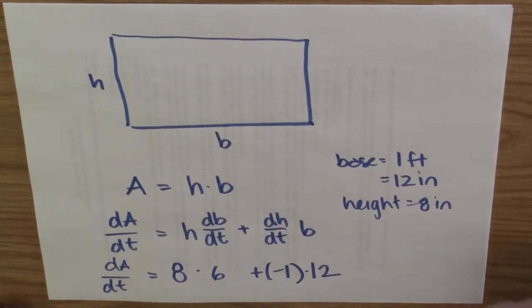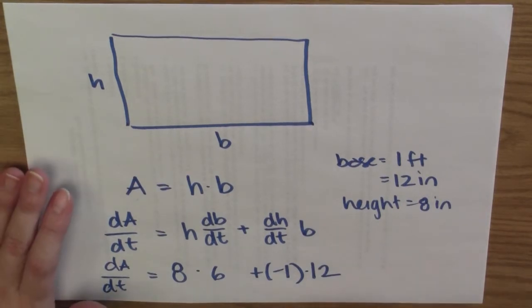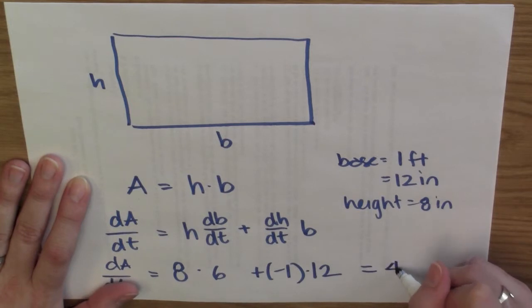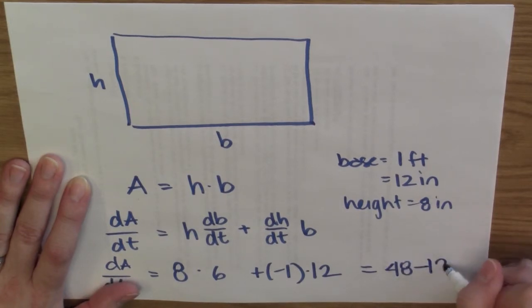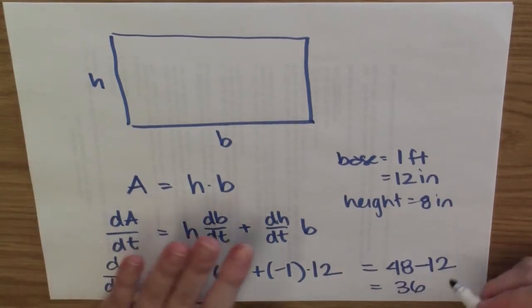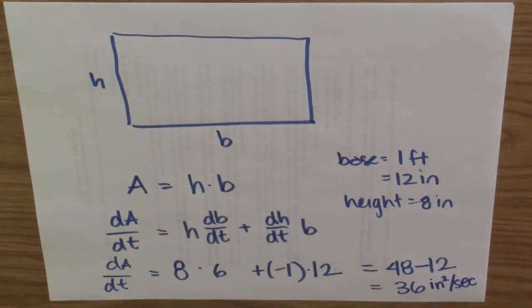All right, so then dA/dt is equal to 8 times 6, which is 48, minus 12, also known as 36. Right, so dA/dt would be measured in square inches per second. That's our answer.